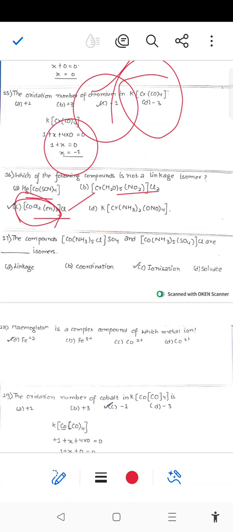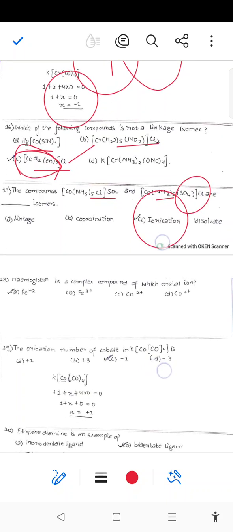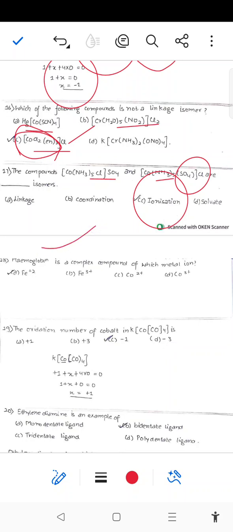Next, the compounds [Co(NH3)5Cl]SO4 and [Co(NH3)5SO4]Cl. This is the interchange of primary and secondary valency or ligand. These types are also called ionization isomers, because they give different ions of primary and secondary valencies. Next, hemoglobin is a complex compound which contains the metal ion iron, Fe 2+.